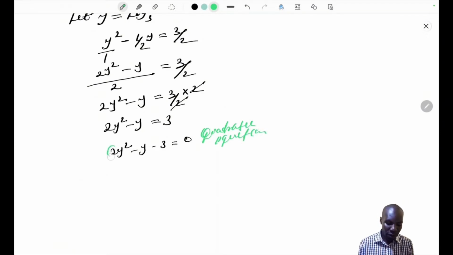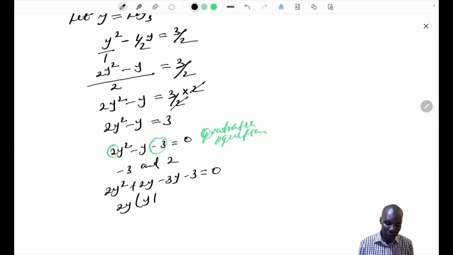We take 2, we multiply it by minus 3, we get minus 6. Then we look for two numbers that if you multiply will give you minus 6, and if you add will give you minus 1. So those are minus 3 and plus 2. So we'll have 2y squared plus 2y minus 3y minus 3 equal to 0.